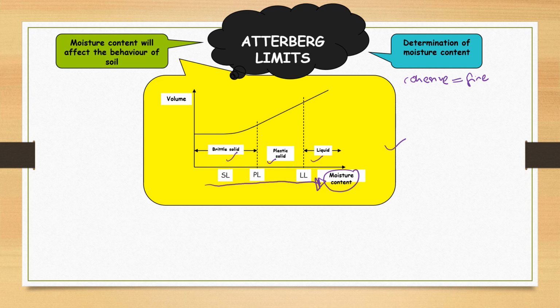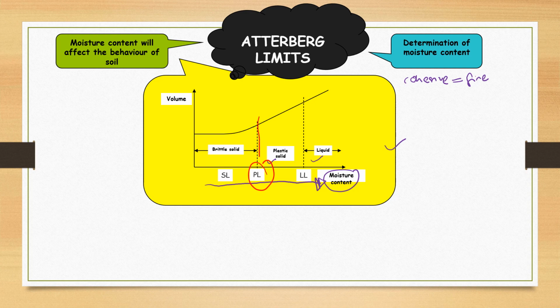So based on the data, the soil may be classified into certain classes: brittle solid, plastic solid, and also the liquid state. So what actually is the plastic limit? The plastic limit is the limit between plastic and brittle failure. So this is your plastic limit, the limit between plastic and brittle solid. So there is a boundary that changes the soil from brittle solid to plastic.